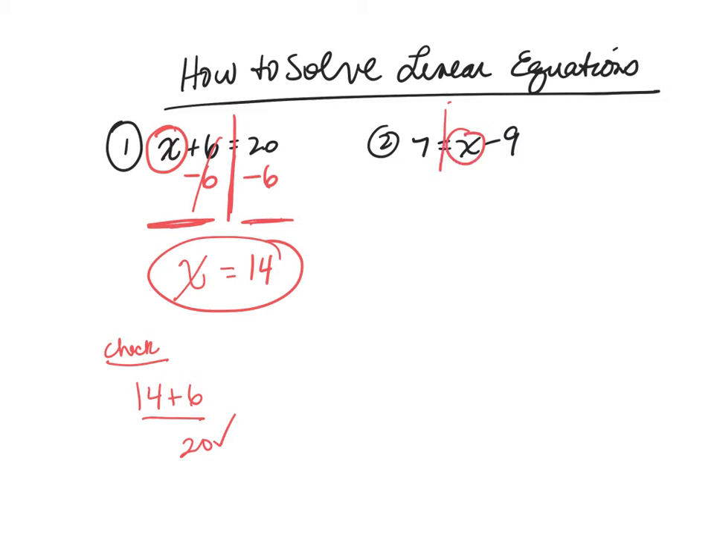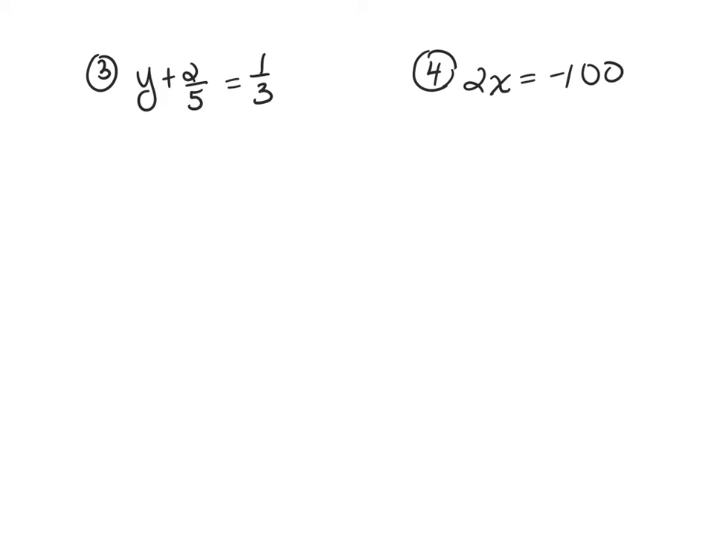Okay, same thing here. Circle your variable. There's your equal sign. We want to balance it because there's 2 terms on this side, 1 term on here. So we're going to do the opposite sign. Add 9 to both sides. When you add 9 to this side, it goes to 0. x equals 7 plus 9. And 7 plus 9 is 16. Let's try another.